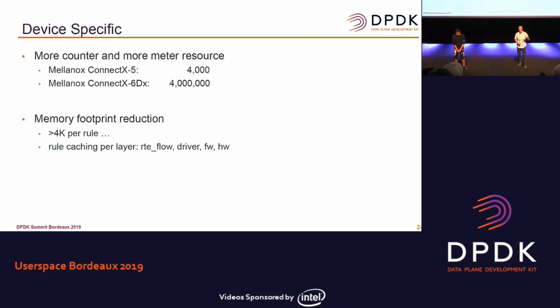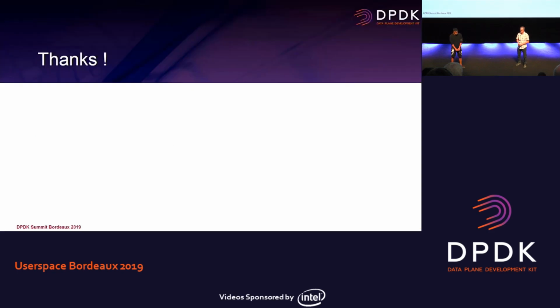Today, each layer of the application, RTE flow, PMD, driver, everybody holds a cache of this is what the rule is, and this is the metadata or the match criteria. We're going to suggest some solutions which will reduce in every layer that we can the memory footprint in order to scale really well. So that's one of the major topics we're looking at.